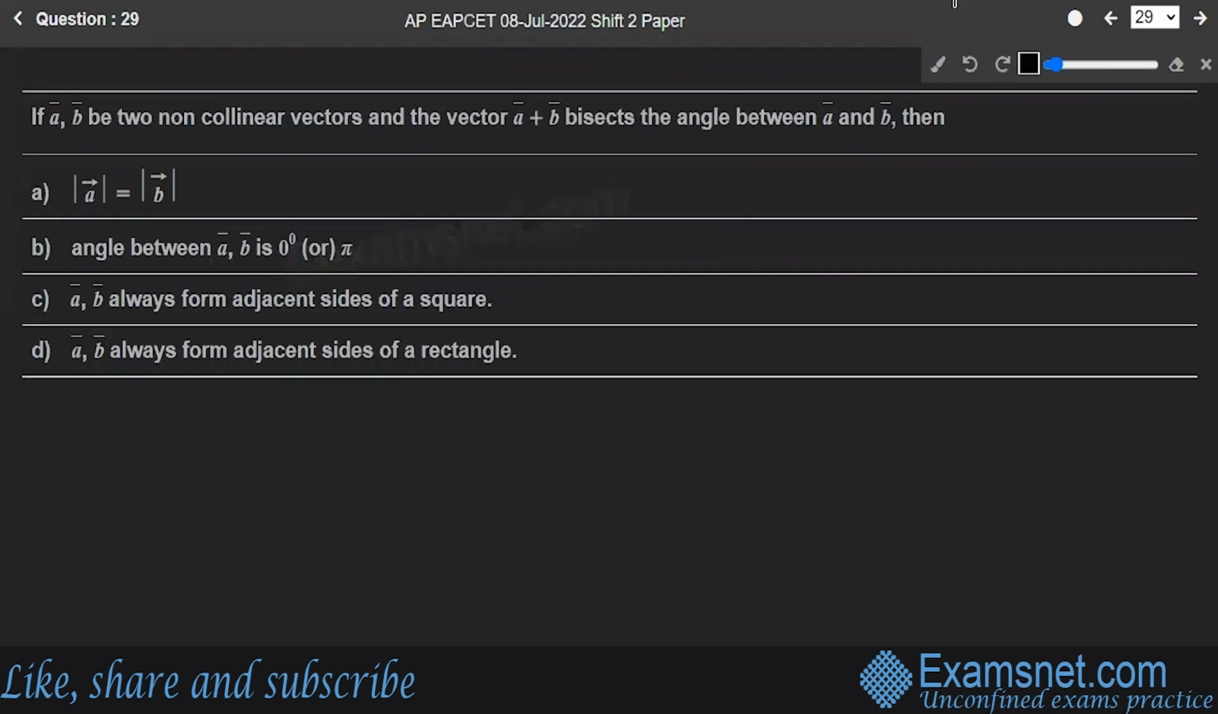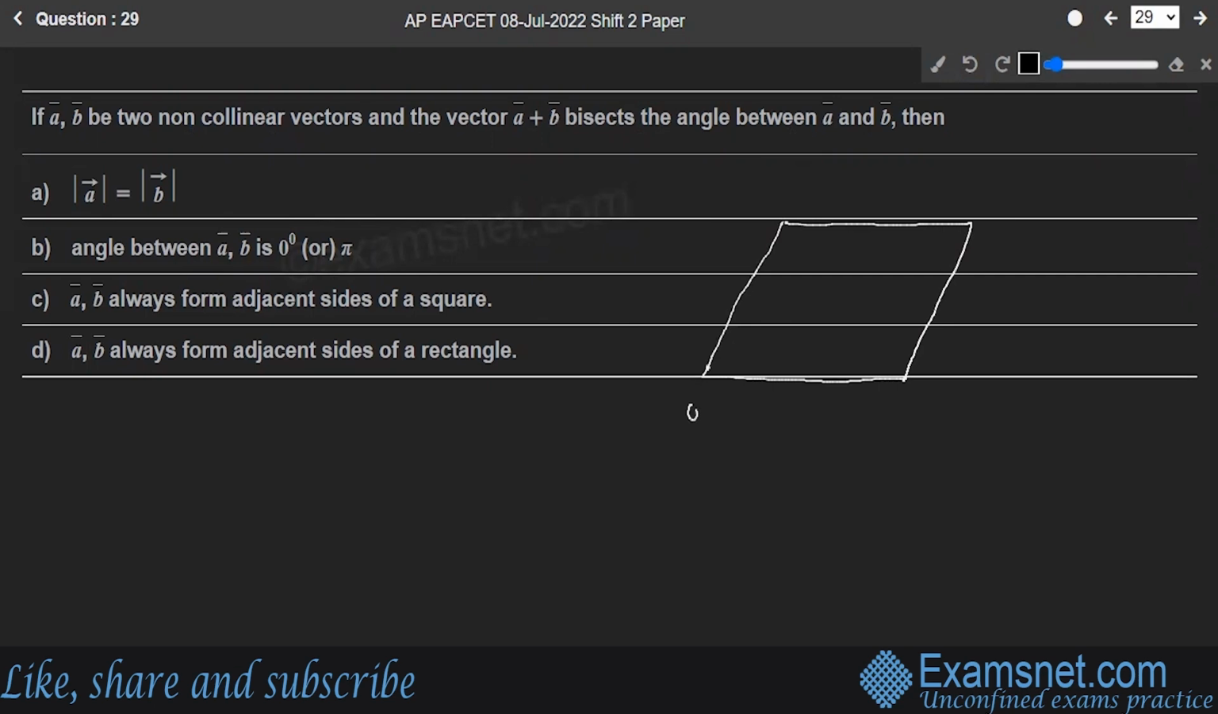Question number 29. If A and B are two non-collinear vectors, then the vector A plus B bisects the angle between them, then you have to find out which of the following is correct. For that, let's first of all frame the figure. So here it is. Let's frame it. You will have something like this.